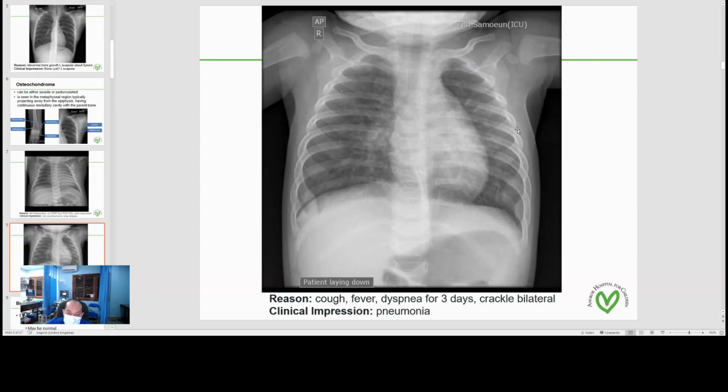In the next case, the patient came to hospital because of fever, cough, dyspnea for 3 days, and we hear crackles bilaterally in the chest. So the clinician took X-ray because of concern for pneumonia. So is this X-ray confirmed pneumonia? Before the answer, we have to go through T, A, B, C, D, E, S.